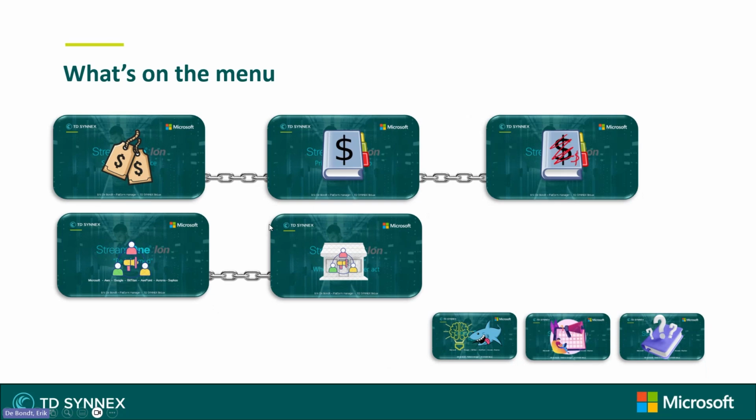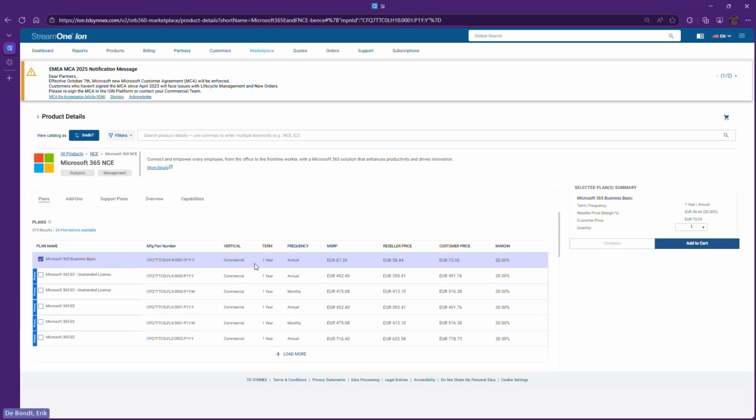So let's see how this looks in Stream1 Ion. So I'm still here purchasing my Business Basic. Add to cart.